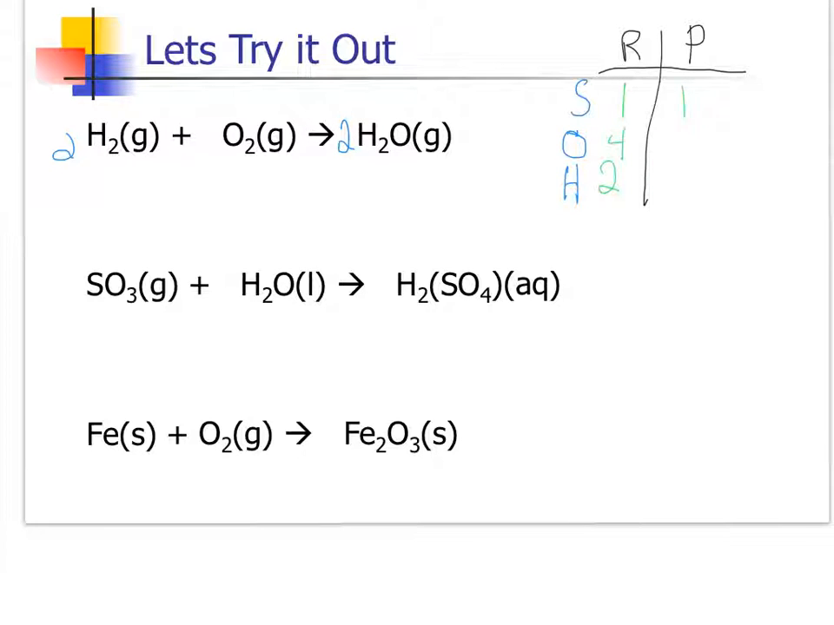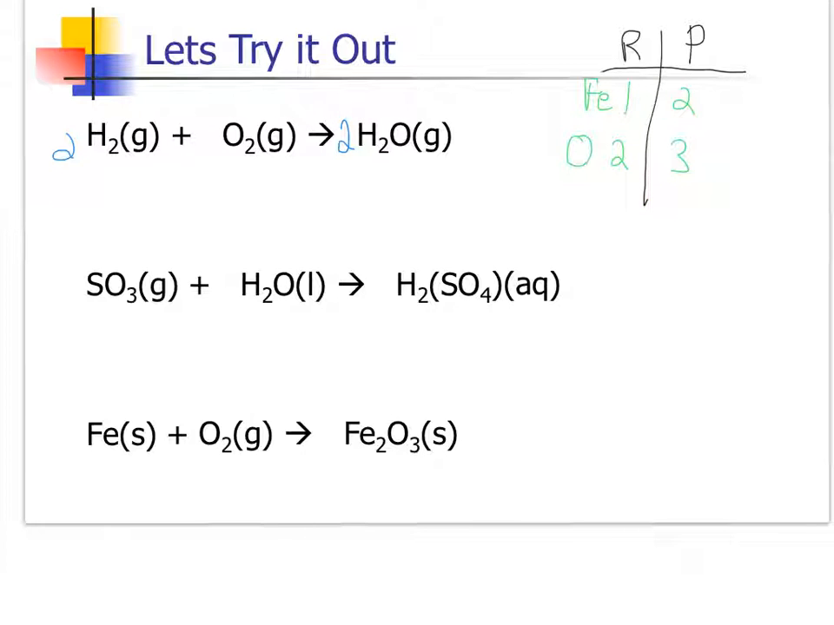Now the next one is one that might be currently taking place on your car. Maybe not. Maybe you don't. Maybe it is. But we have iron reacting with oxygen gas to form iron 3 oxide, better known as rust or also hematite. When I go and do my counting, I have 1 iron on the reactant side, 2 on the product, 2 oxygen on the reactant side, and 3 on the product.